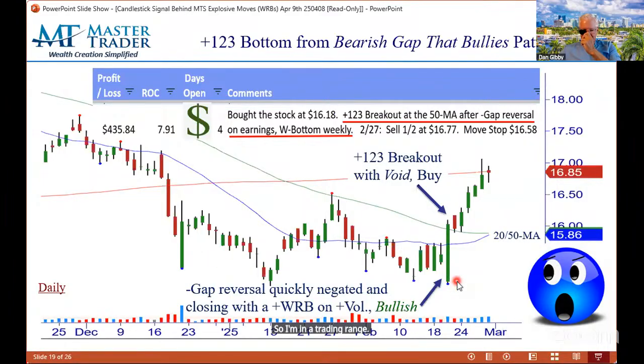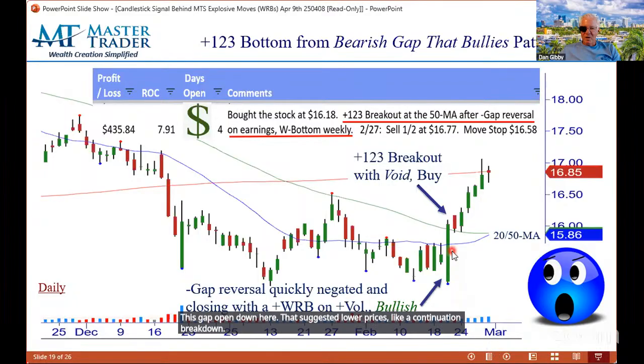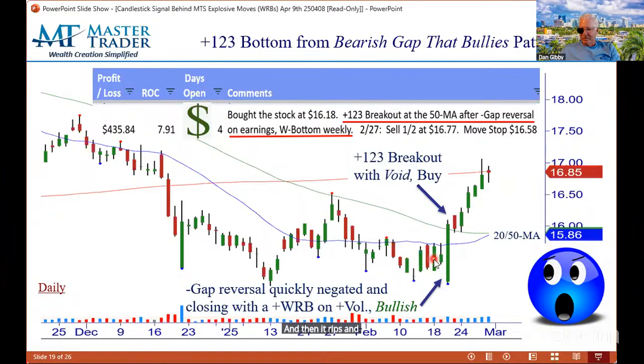But look at this open, this gap open down here. That suggested lower prices, like a continuation breakdown. And then it rips and fills the gap within 30 to 60 minutes. Like all our trades, that doesn't mean buy it. It means pay attention, because we need a setup and a price void.